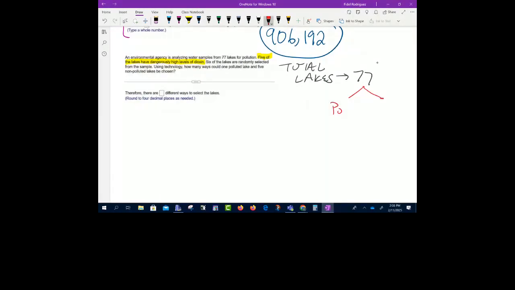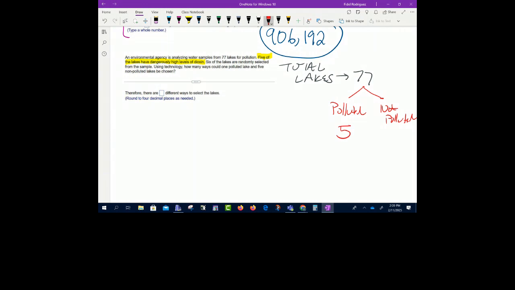Let's take a look at the ones that are polluted and the ones that are not polluted. Okay, so how many lakes are actually polluted here, y'all? Do we know? 5. 5 of the lakes are polluted. Y'all, my next question to you, how many lakes are not polluted?